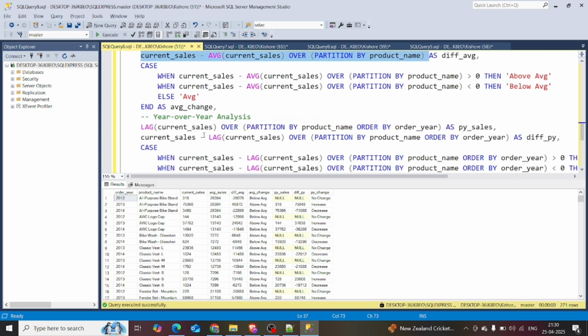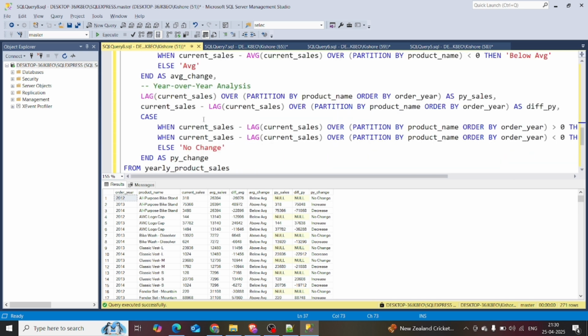Now we want to calculate the year-over-year analysis. For this, we are using the LAG function of current sales. The LAG function looks into the previous data. So we are taking the LAG of current sales, partitioning by product name and ordering by order year, as previous year sales. Then we take the current sales minus the LAG of current sales, using the same condition as mentioned above, for the difference between them.